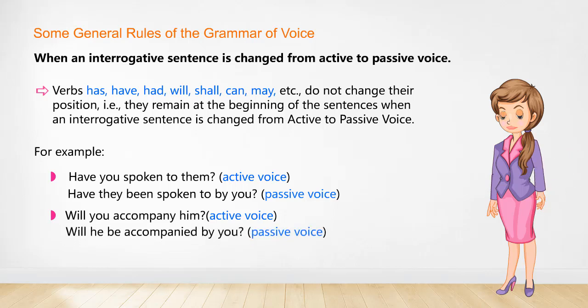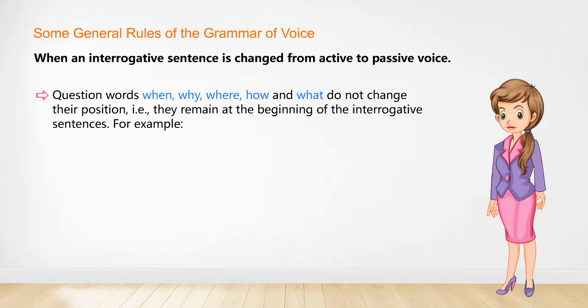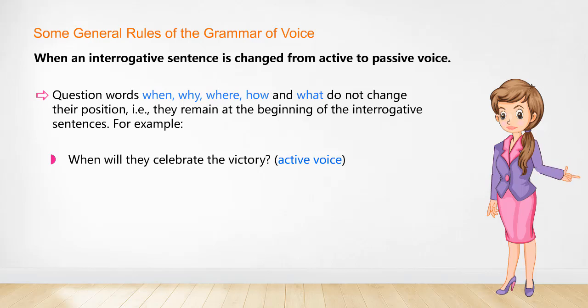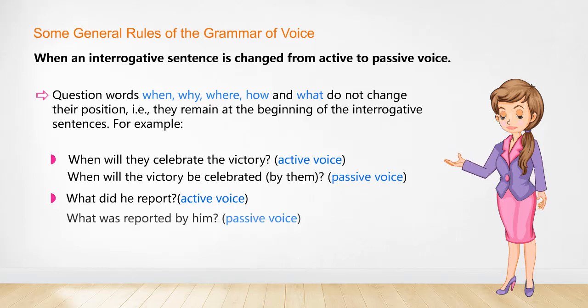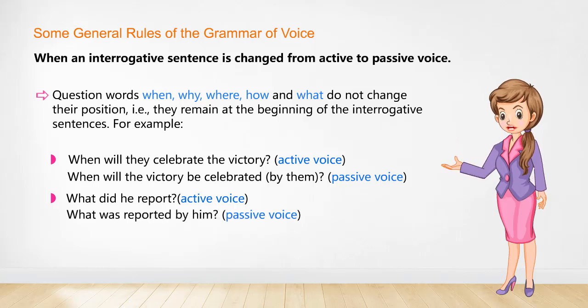Question words when, why, where, how, and what do not change their position. That is, they remain at the beginning of the interrogative sentences. For example, when will they celebrate the victory? Active voice. When will the victory be celebrated by them? Passive voice. What did he report? Active voice. What was reported by him? Passive voice.